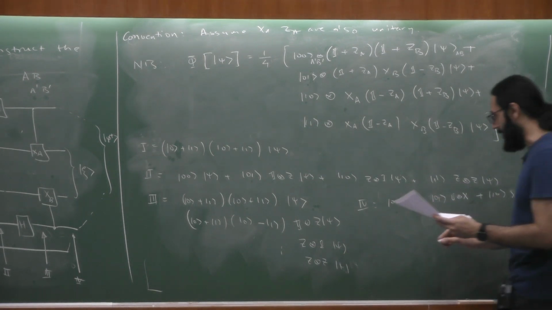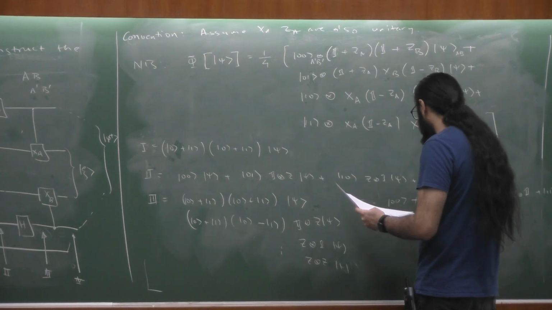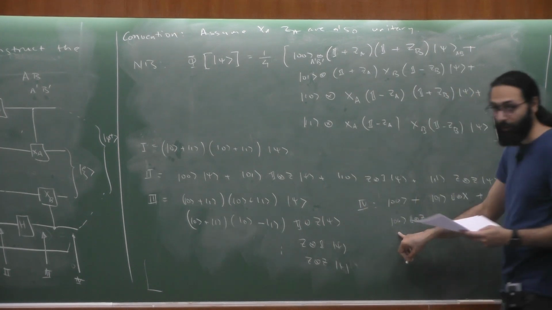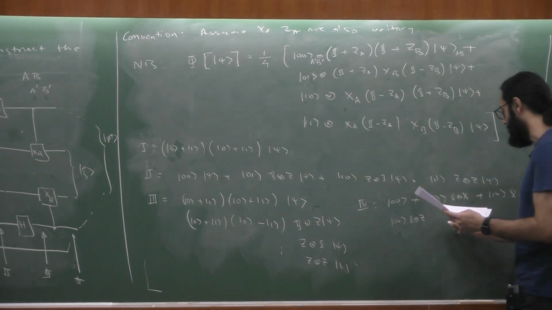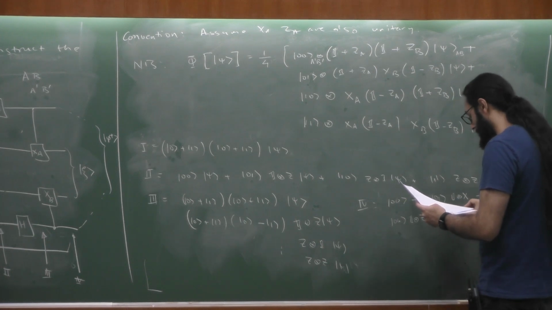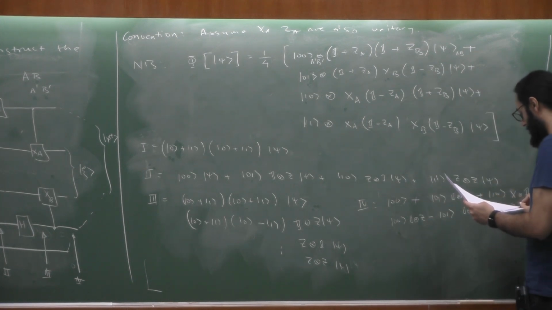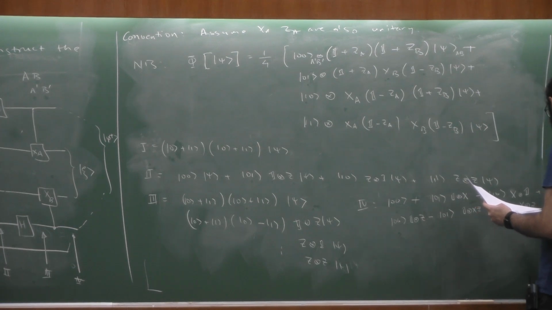The next one we'll have 0 0, but this already has an identity tensor Z, even without doing anything. When you have minus 0 1, you'll have identity tensor XZ. And then plus 1 0, you'll have X tensor Z, and then plus 1 1, you'll have X tensor XZ, and so on.